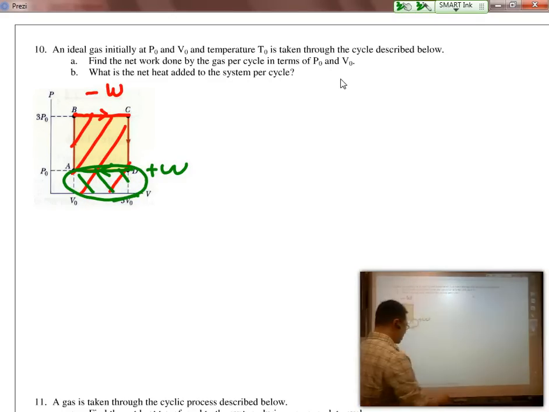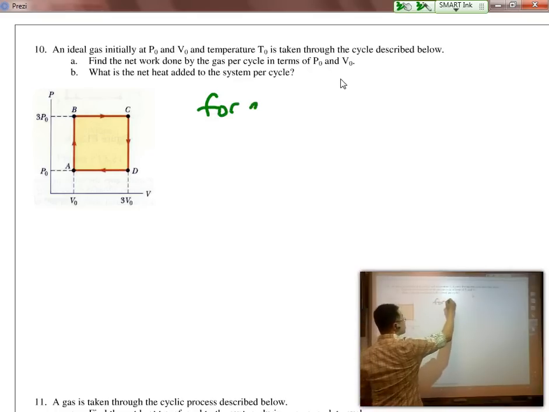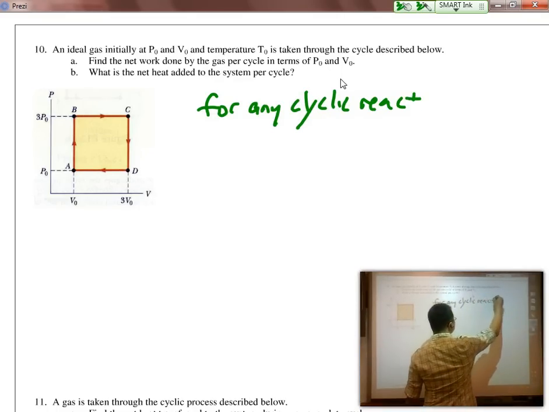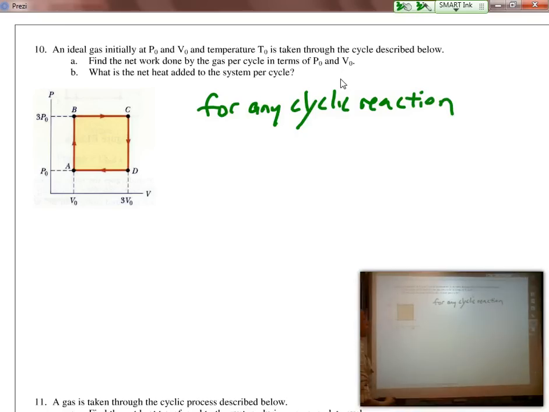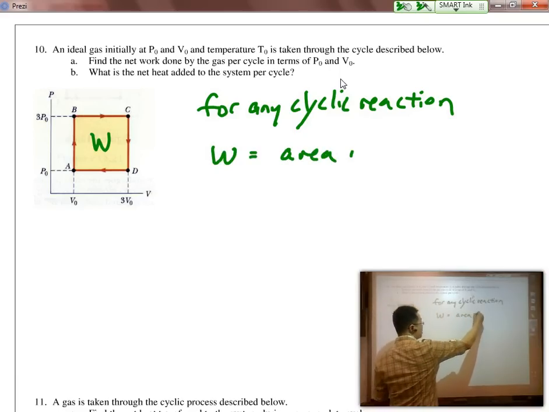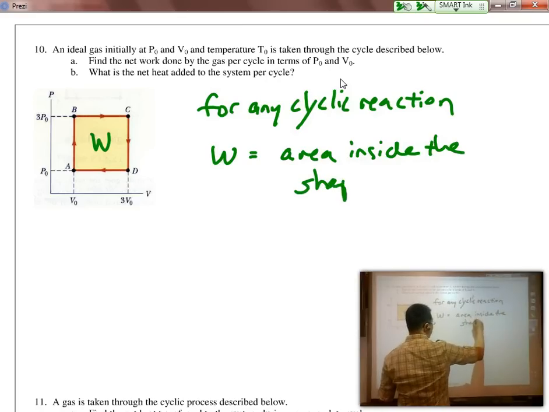And because they cancel each other out, that means for any cyclic reaction, okay, for any cyclic reaction, the work is equal to the area inside the shape.